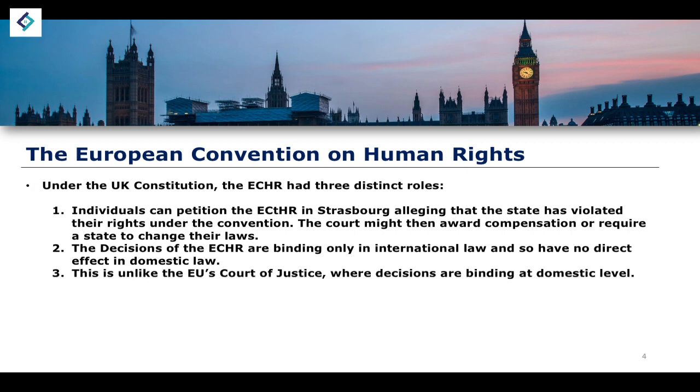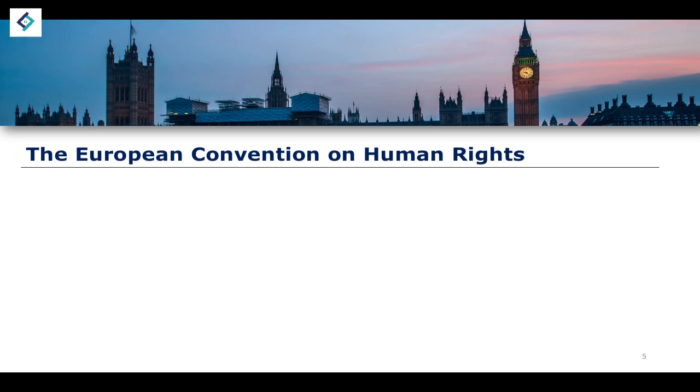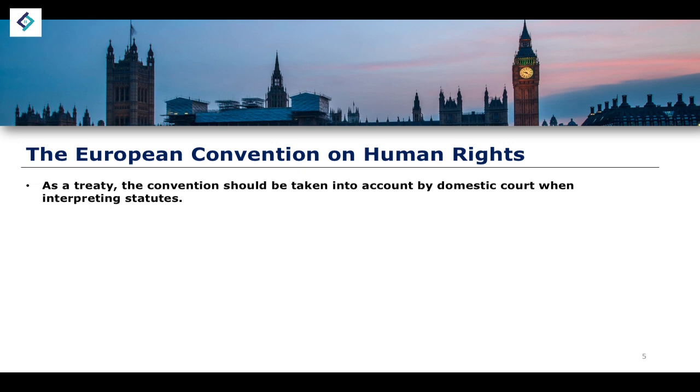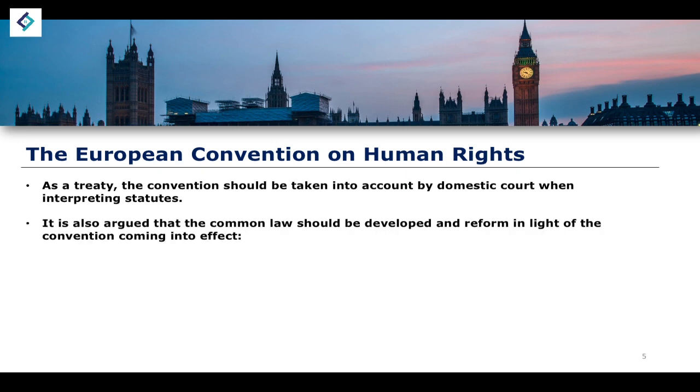And then finally, unlike the European Union's Court of Justice, where decisions are binding at the domestic level, the ECHR decisions that are brought down by the European Court of Human Rights are binding at an international level. So as a treaty, the convention should be taken into account by domestic courts when interpreting statutes. So when statutes are created by Parliament, they do take into account the Convention on Human Rights, but they do so out of a political obligation and not out of a legal obligation, again, because Parliament is legally sovereign to do whatever it so chooses.